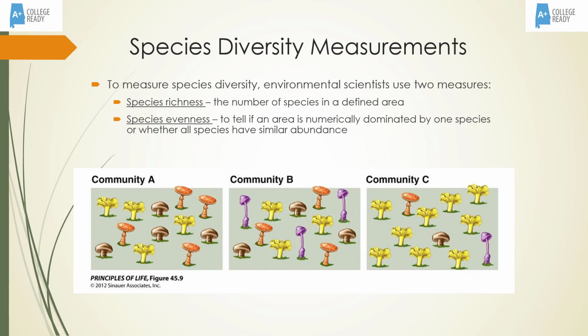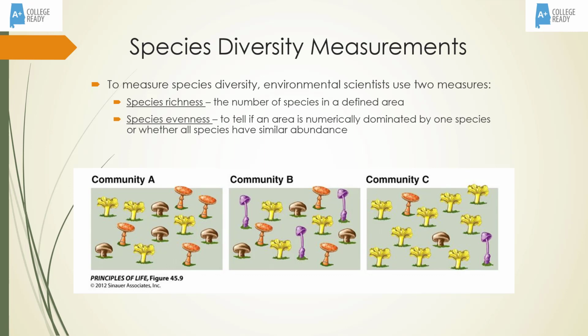As we talk about the biodiversity of an ecosystem or of a region or whatever we might be discussing, there are ways to measure it. And when you get into the labs of this unit, you will see that there are some examples of how you'll do that. Environmental scientists, ecologists use 2 main measures to discuss biodiversity. They'll talk about species evenness and species richness.